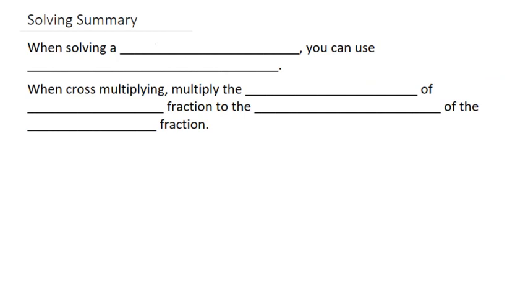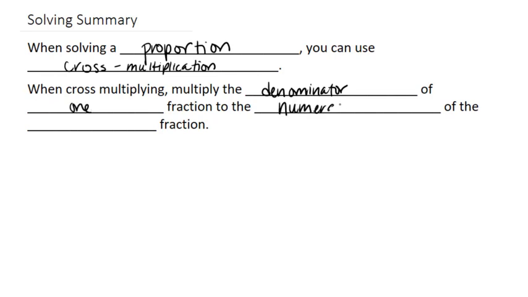When solving a proportion, you can use cross multiplication. When cross multiplying, you multiply the denominator of the one fraction to the numerator of the other fraction.